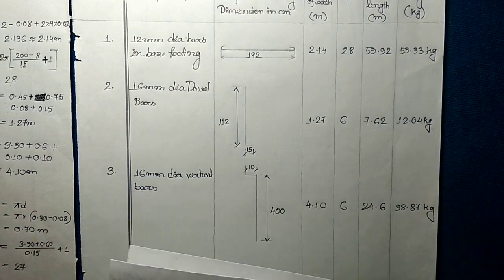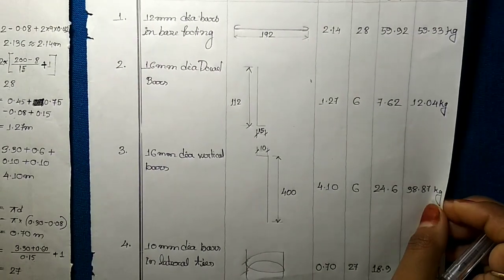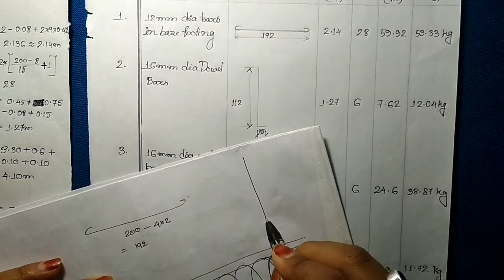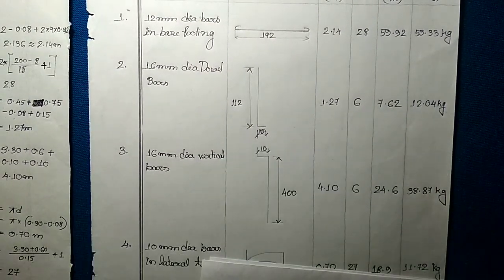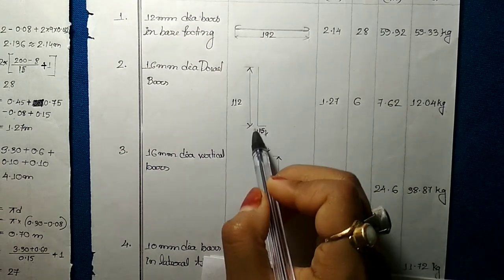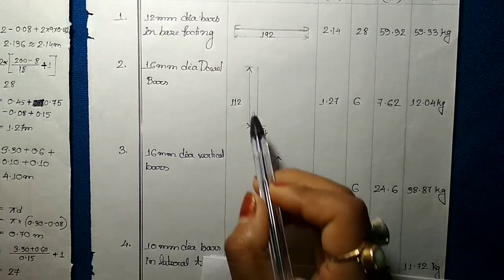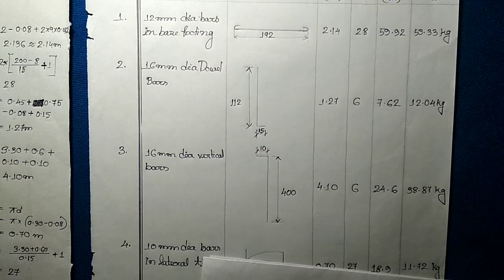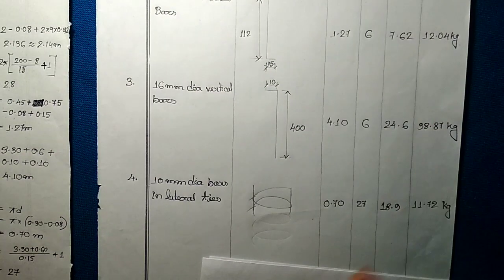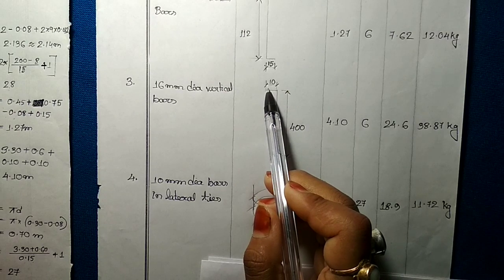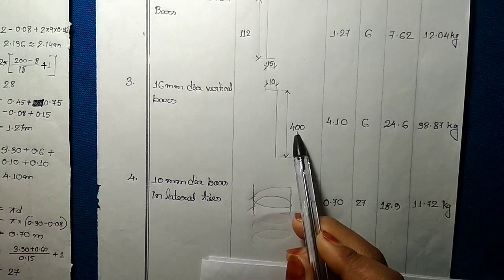So next 16 mm, that dual bar was like this. You don't have to show the calculation here. Simply you can write the length and just draw the shape. The bent is 15 and the vertical portion is 112, and the third one is vertical bar and the bent is in the upper portion. See, and the bent was 10 mm and the vertical portion is 400.